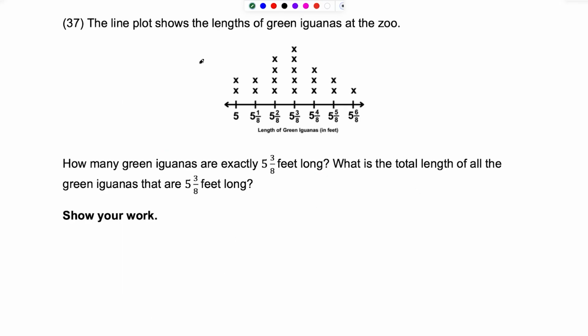Question 37, the line plot shows the lengths of green iguanas at the zoo. How many green iguanas are exactly 5 3/8 feet long, and what is the total length of all the green iguanas that are 5 3/8 feet long? And we have to show our work.